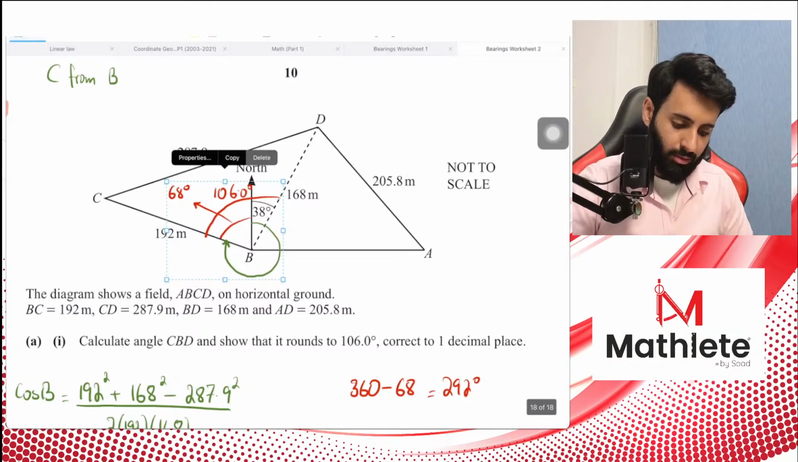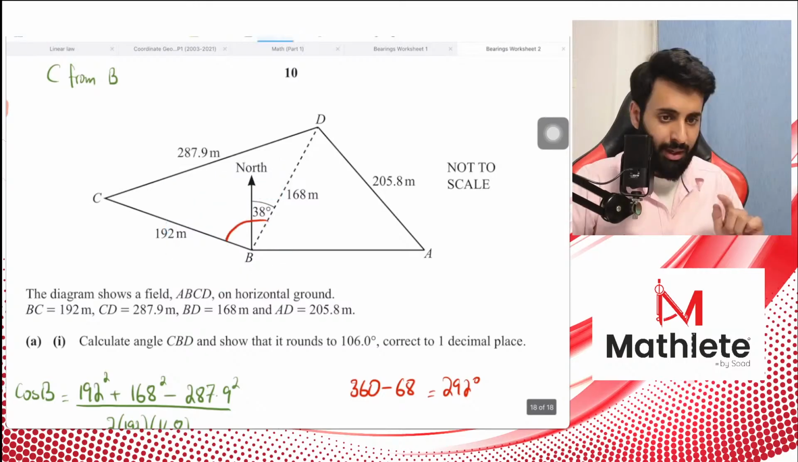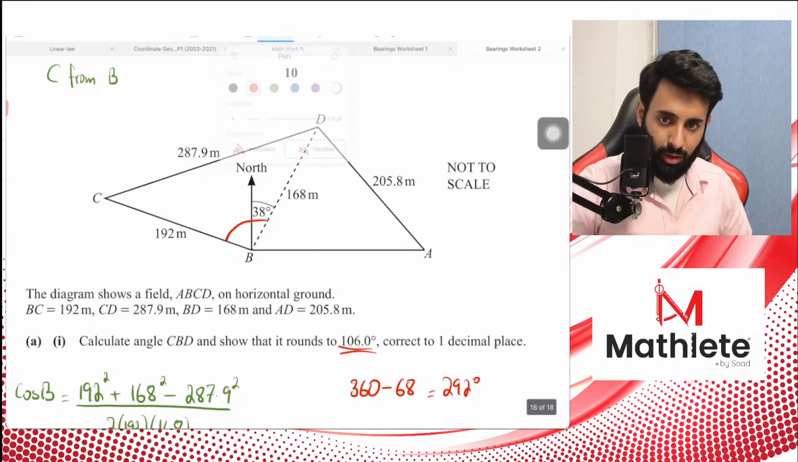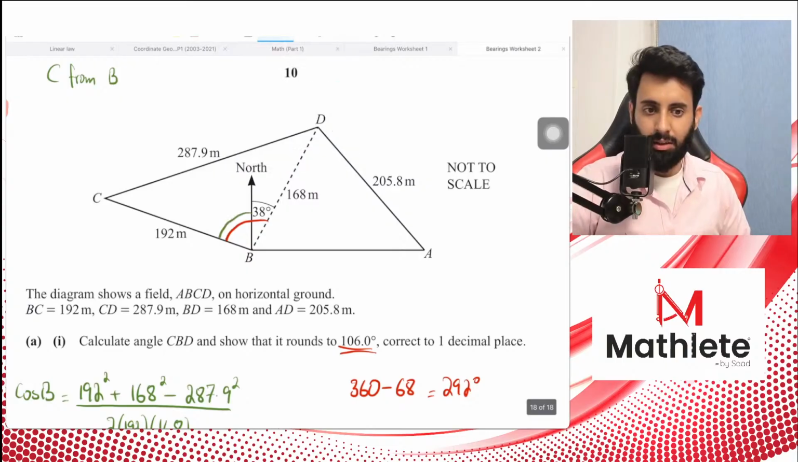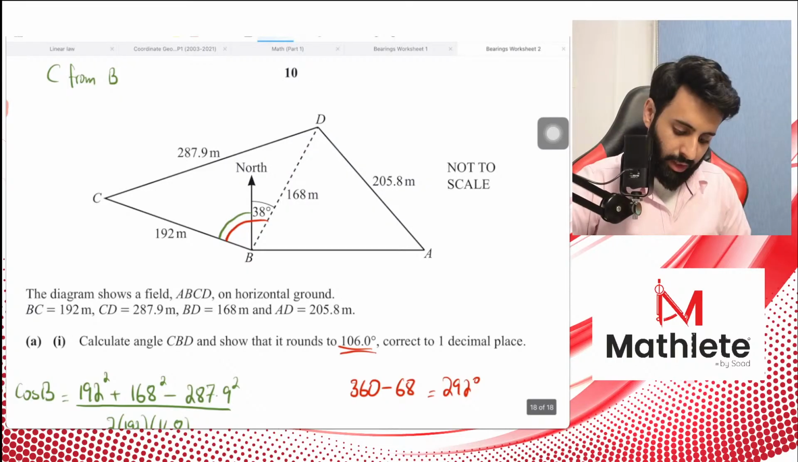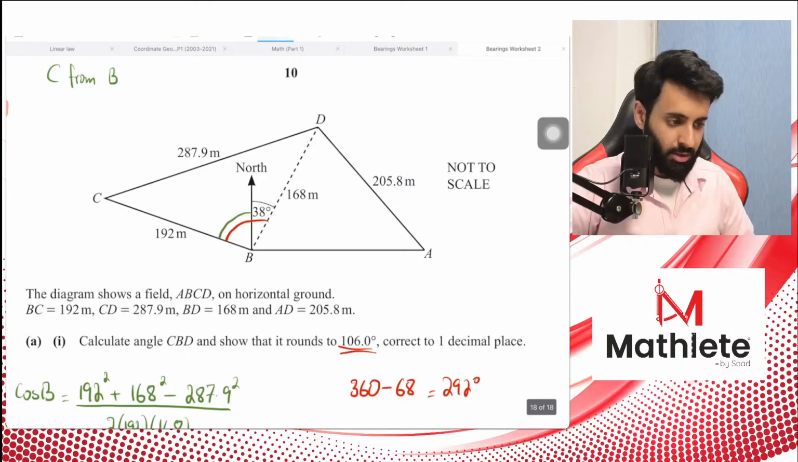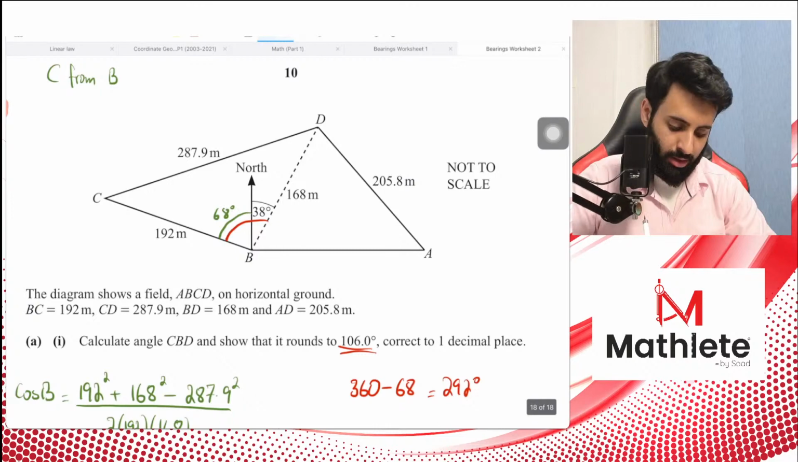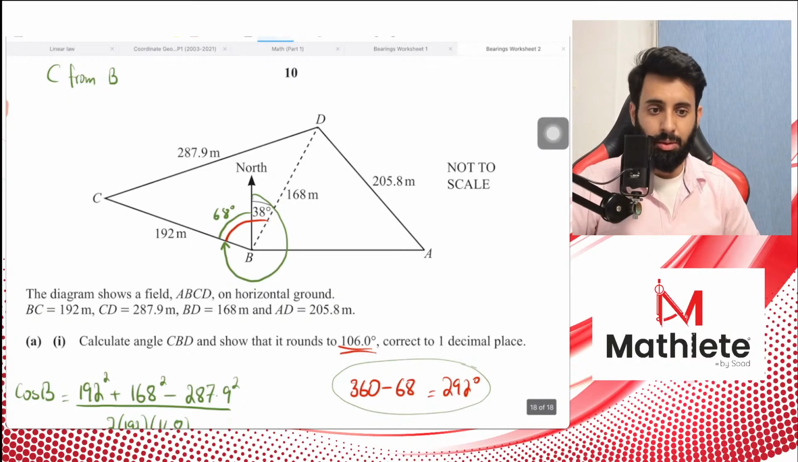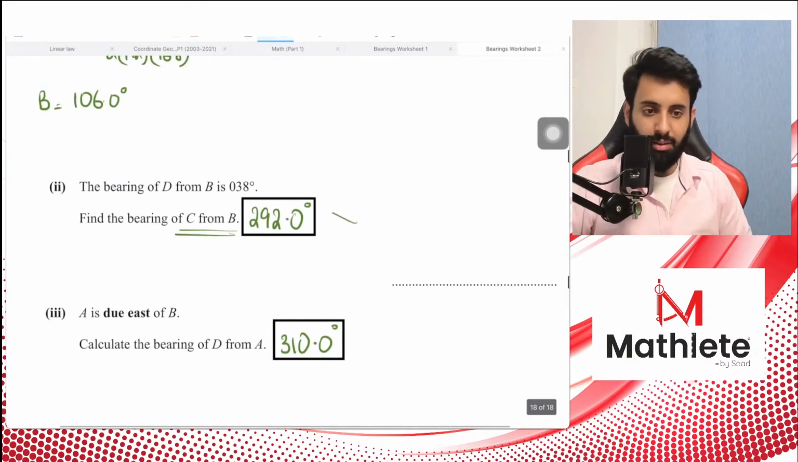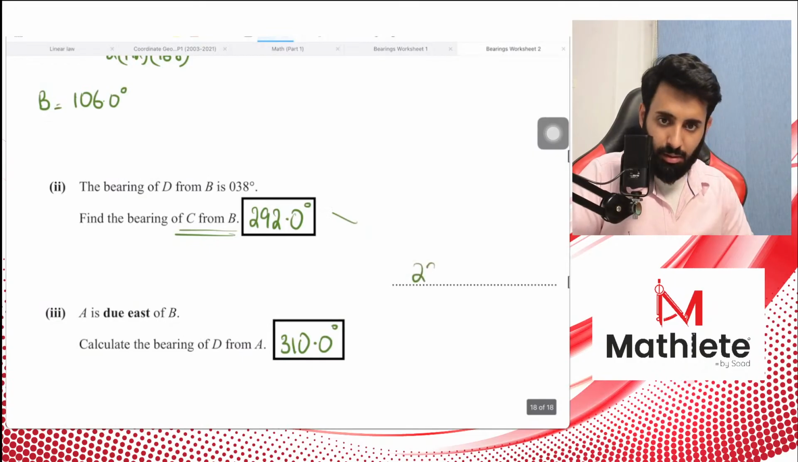Bear in mind that you've just worked out this angle, and the angle that I'm highlighting in red turned out to be 106.0. Now the angle that we're concerned with is this angle, and this angle has to be 106.0 minus 38, which is equal to 68 degrees. Now what you want is this angle. So you're going to do 360 minus 68, which is equal to 292 degrees. And you can see that's what the answer is. 292 degrees.